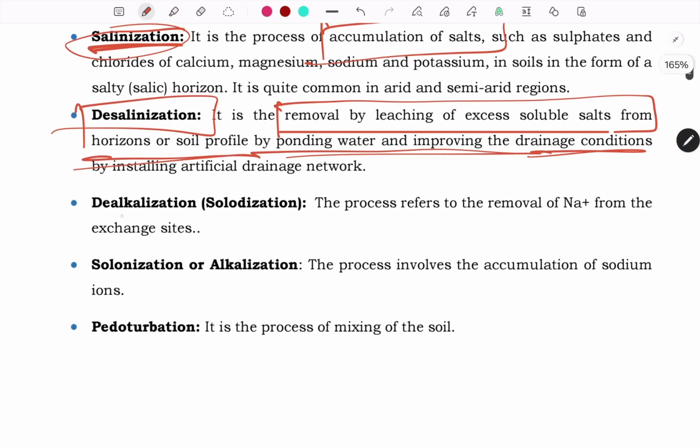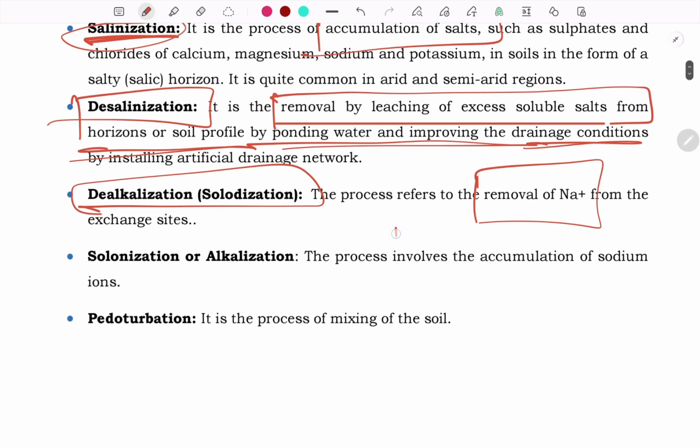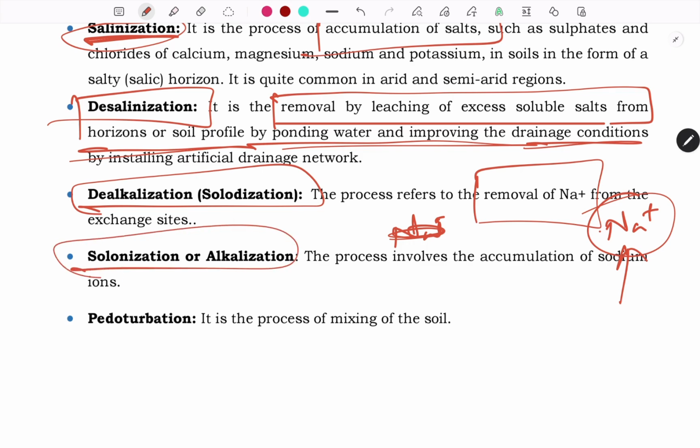Then the next term is dealkalization or solodization. It's a removal of sodium. Dealkalization is a removal of alkali. Salinization or alkalization is the reverse of dealkalization. It involves accumulation of sodium. Dealkalization is removal of sodium. Alkalization is the accumulation of sodium ions.